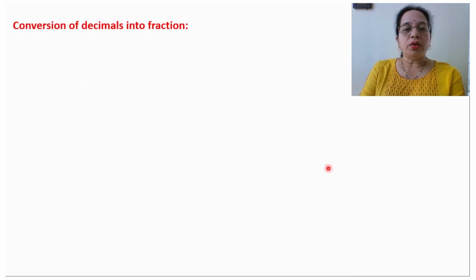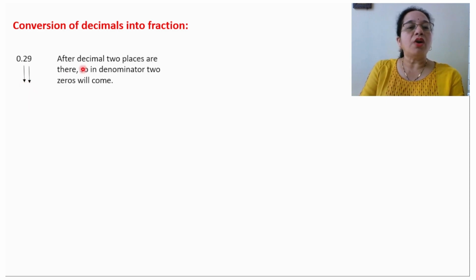Let us start with my today's subtopic, and my today's subtopic is conversion of decimals into fraction. So the first number it is given, 0.29. So how many decimal places are there? 2 after decimal. How many digits are there? 2.